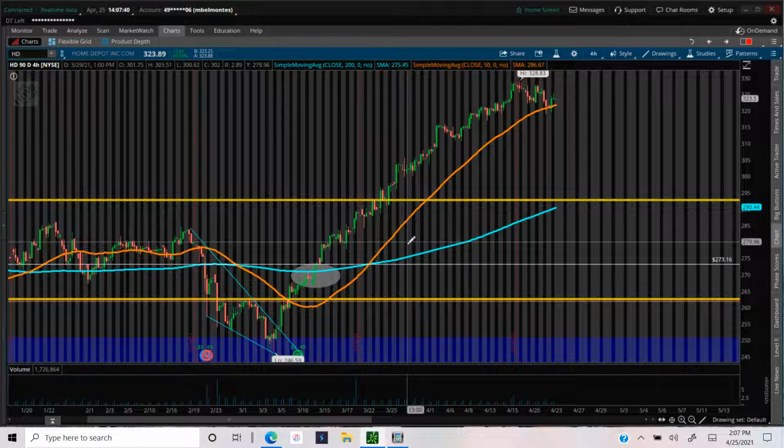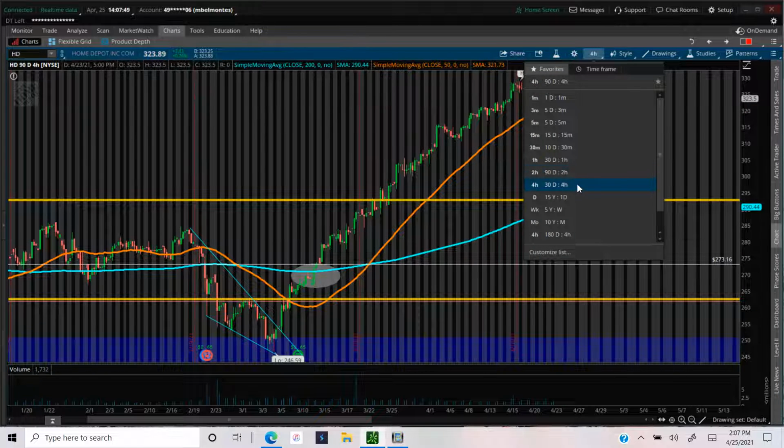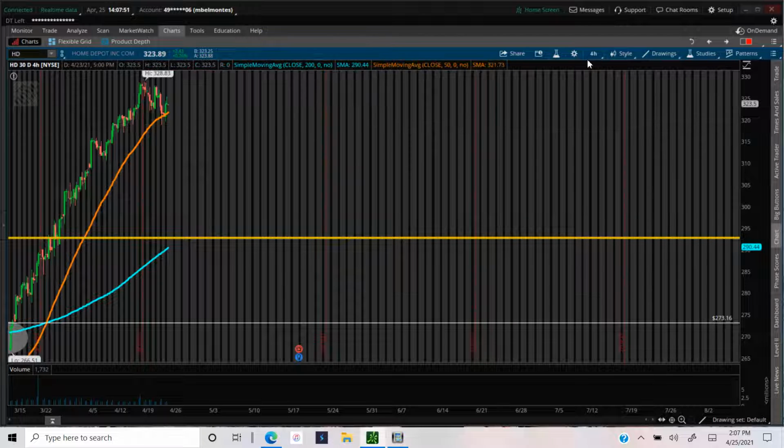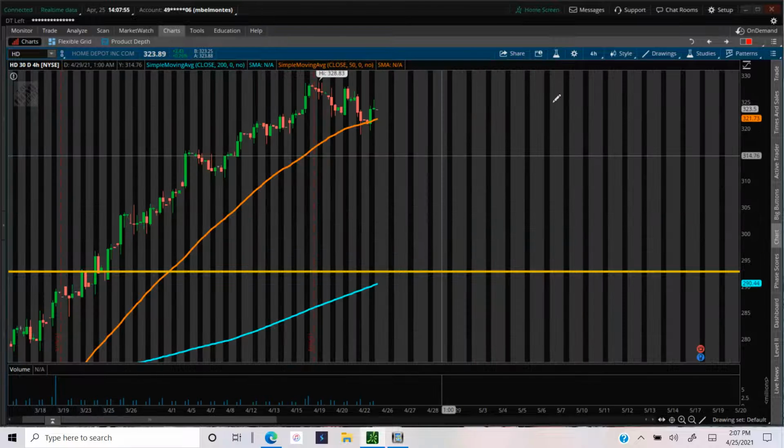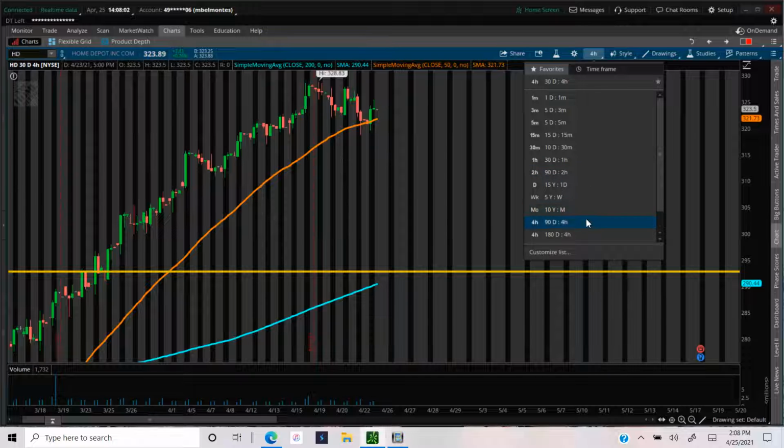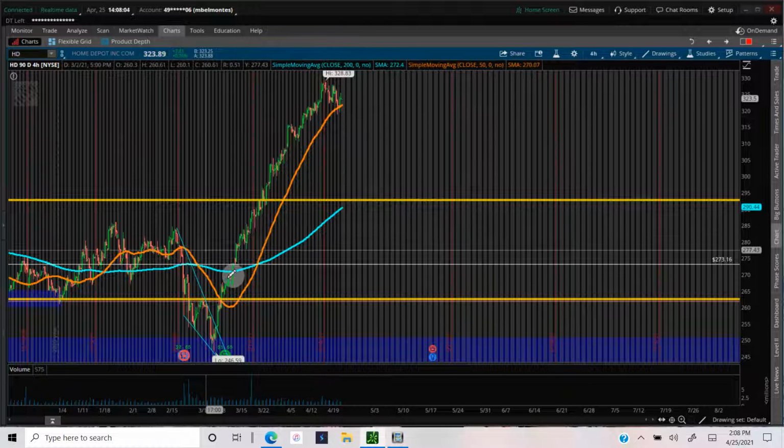Now, one thing to keep in mind is your 200 is the last support that it would hold. That's like the line in the sand. The line in the sand is your 200 SMA. Price must stay above the 50 and the 200 SMA for it to be a bullish move. If it's under these average lines, it's a bearish move.